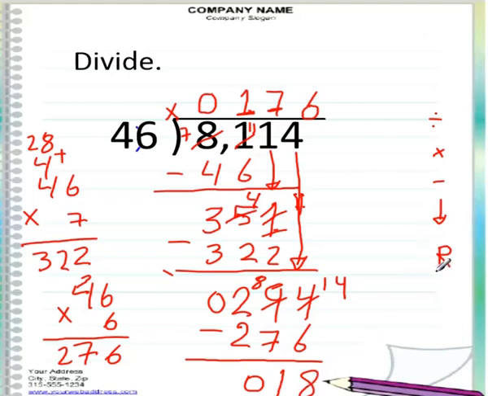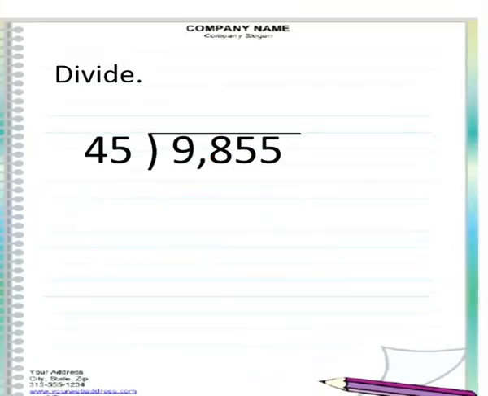So this R means repeat or remainder if no digit to bring down. So the answer is 176 remainder 18. This is the dividend, this is the divisor, this is the quotient, and this is the remainder. Let's take another example.